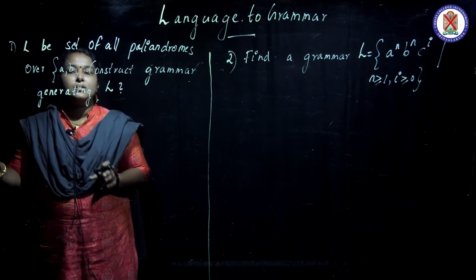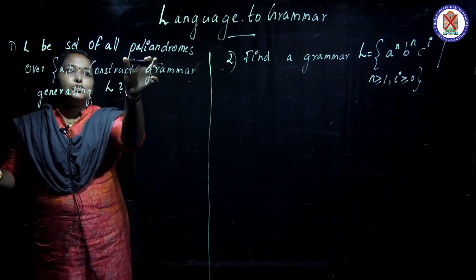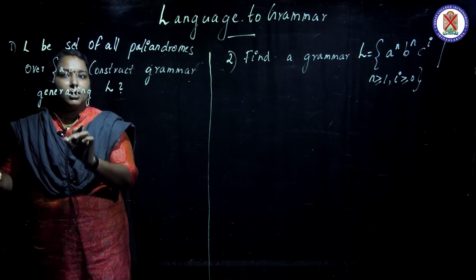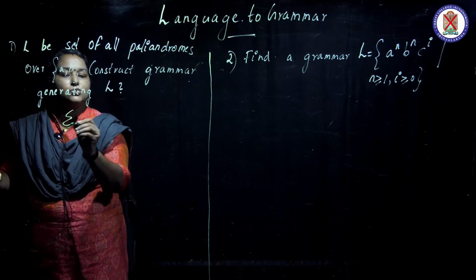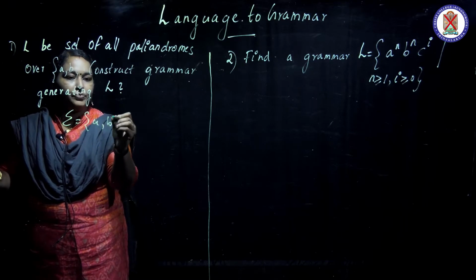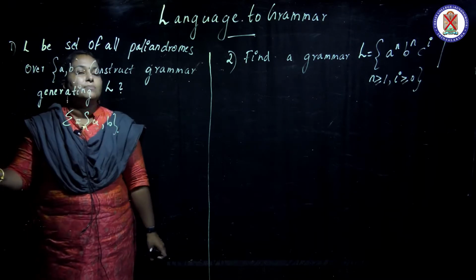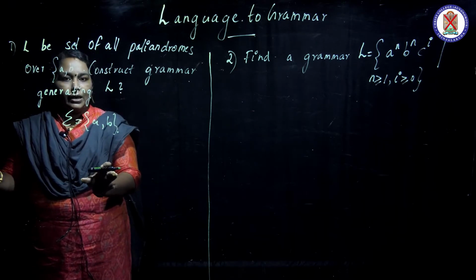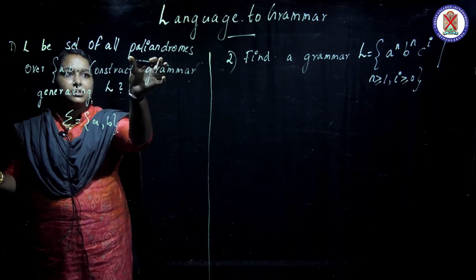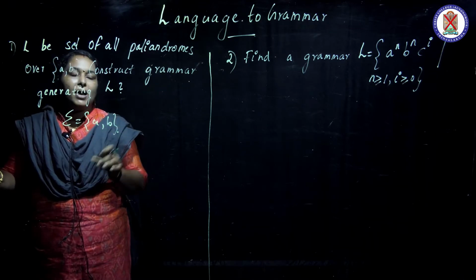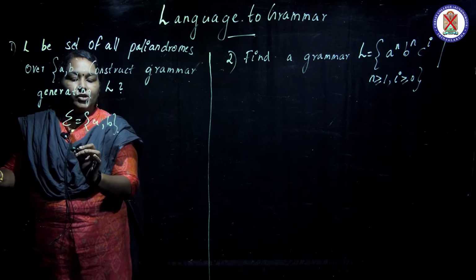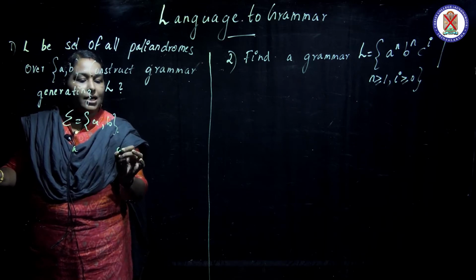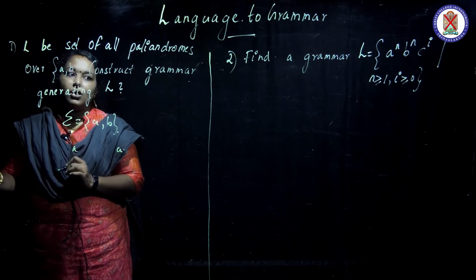First question is that L be the set of all palindromes over a comma b. So our sigma is what? A comma b. From this I can get sigma is a comma b. So construct a grammar generating L. First of all you must think what is a palindrome. A palindrome is like that when you start with a we must end with a. That is called a palindrome.